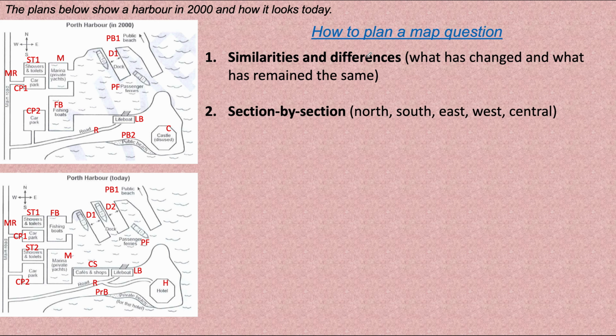Sometimes it helps to divide the map into sections: north, south, east, west, and central. We will be doing so in this map because there are a lot of elements in this map. It will be easier to understand and write about the map if we divide it into sections. So we'll be dividing it into north, south, and west.